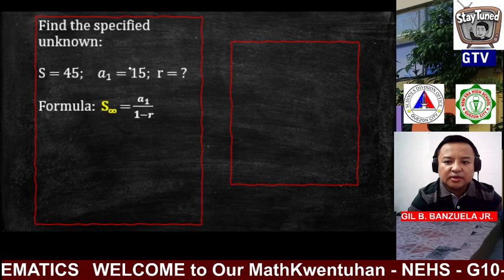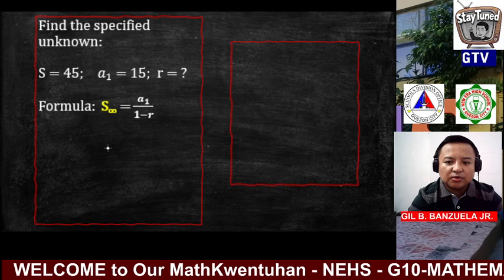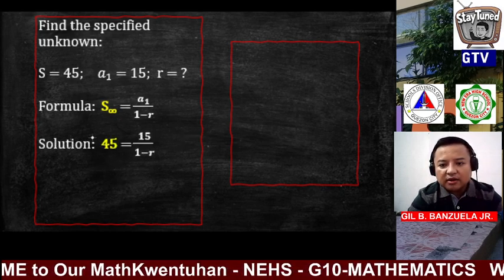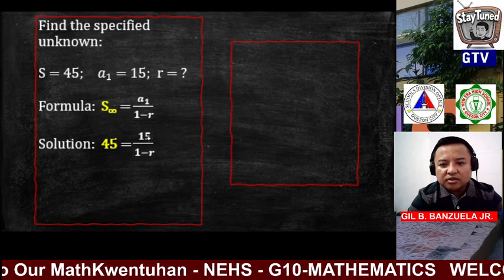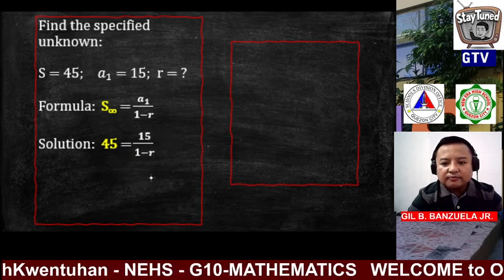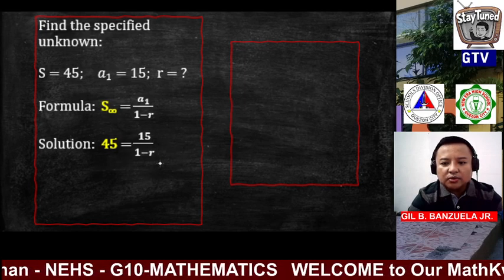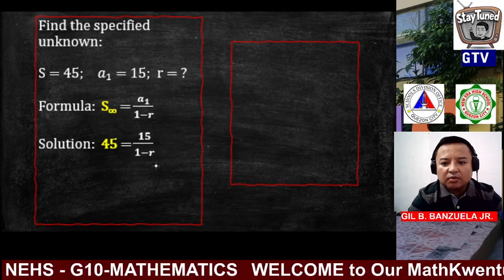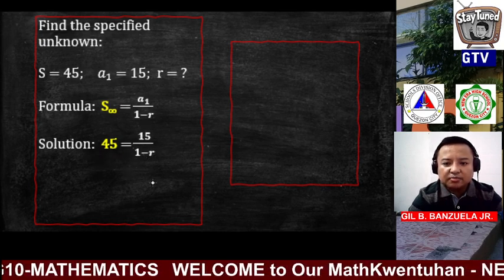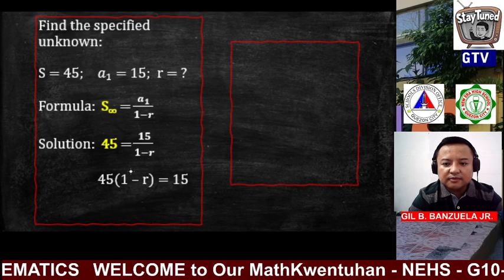And your first term is 15, and r will remain r, since we don't know it yet. Then we arrive at 45 equals 15 all over 1 minus r. Our objective here is to isolate r. We can do that by multiplying 1 minus r to 45, so what is left on the other side is 15. We will arrive just like this.